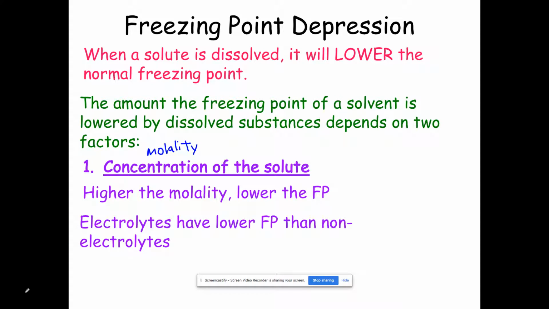Something called an electrolyte, which we're going to talk about later, hopefully together. Those are acids, bases, and salts. Hey, you should know what a salt is. Those are those ionic solutions. So things that are salts have a lower freezing point than non-electrolytes.